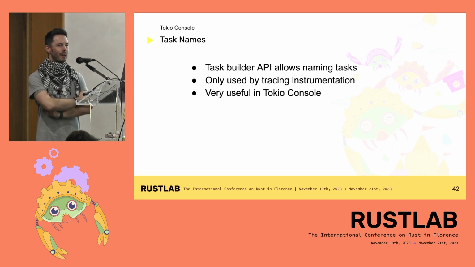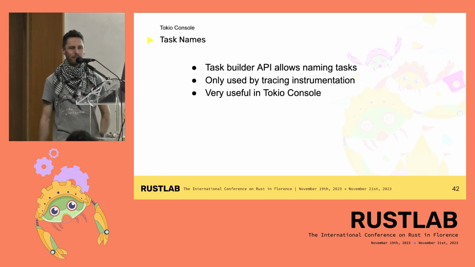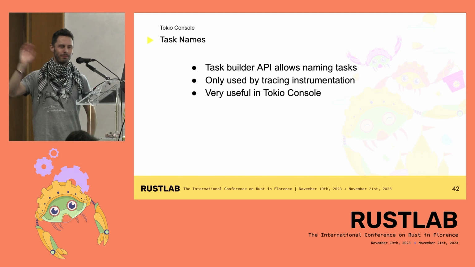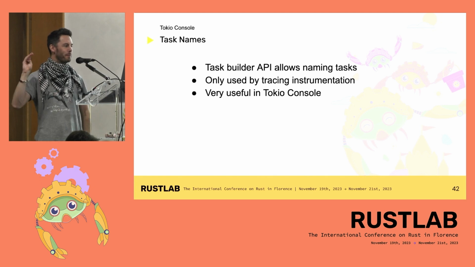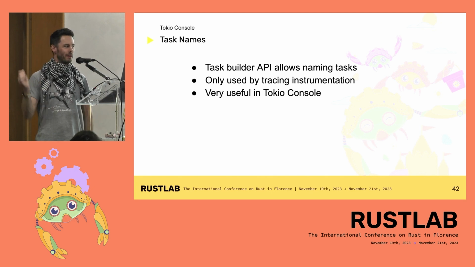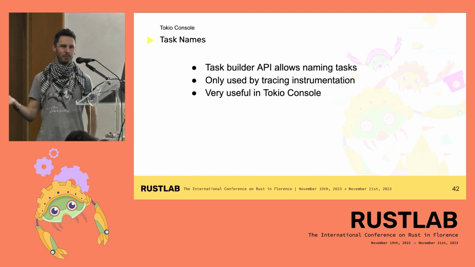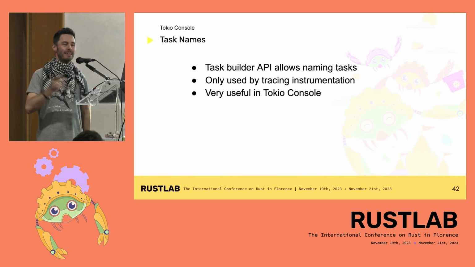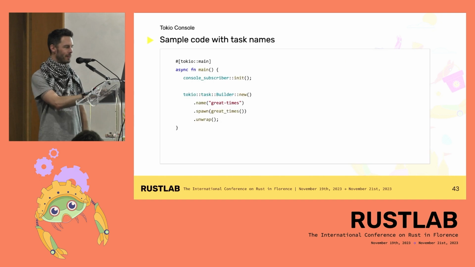Okay, task names. The Task Builder API in Tokio, another unstable friend, allows you to name tasks. This is only used by the tracing instrumentation. So you need to enable the tracing feature as well. I mean, you need that anyway, but console subscriber will enable it for you because features are additive in Rust. It's really useful in Tokio Console. So let's have a look at that.